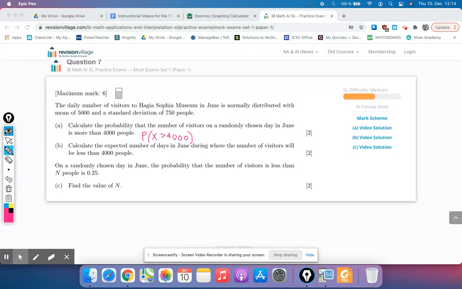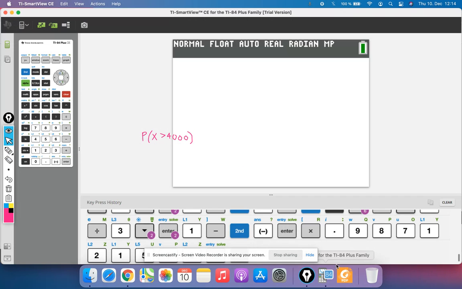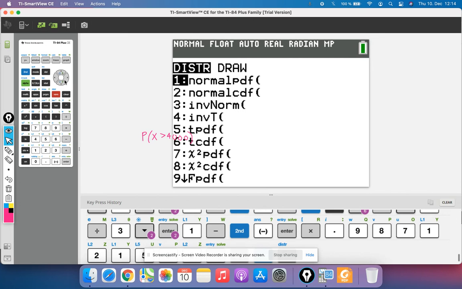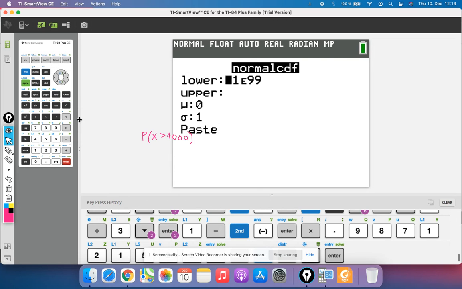So now we're going to call up the calculator and go to second vars, and this time we want normal CDF. Again, if it's an inequality, we do CDF. If it's exactly looking for one number, we do PDF. So now the lower bound: if my inequality says x is greater than 4,000, then that means 4,000 is the lowest number, because I want everything above that.